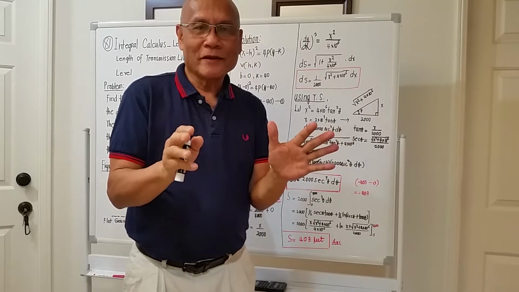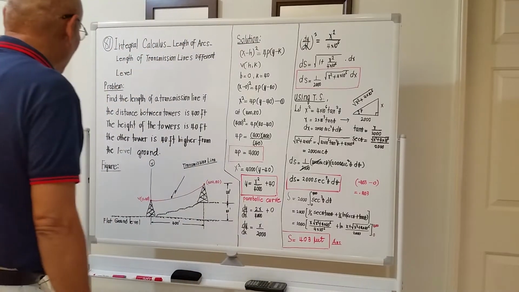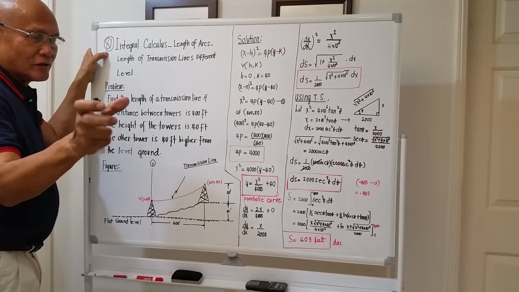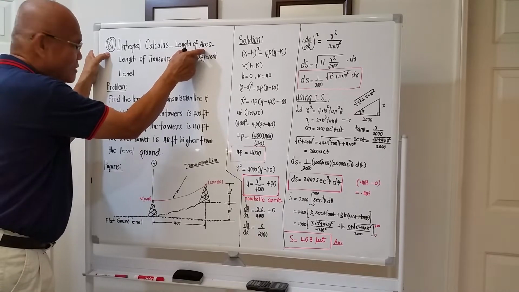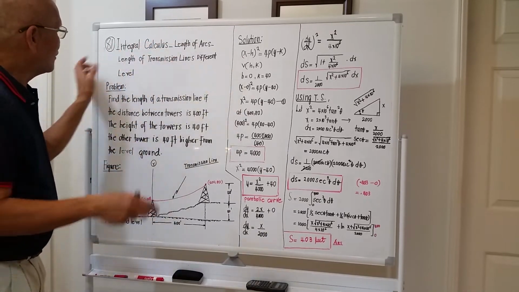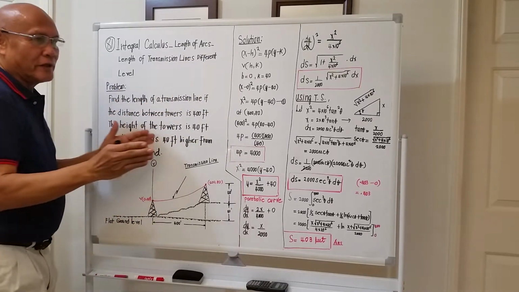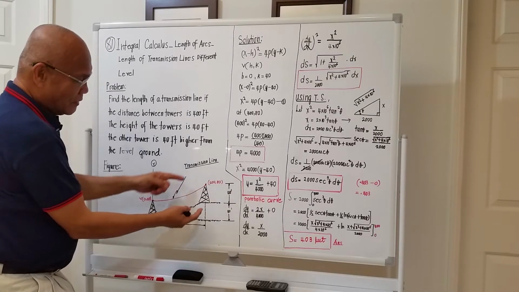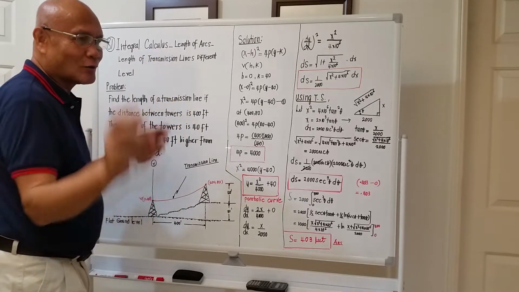My topic tonight will be a very interesting topic. Okay, let's proceed. I am now on lesson number 81 on my channel, still on the topic Integral Calculus, subtopic length of arcs. And the main topic, as an application of the length of arcs, will be the length of transmission lines at different levels, meaning the computation of the total length of the transmission line if the towers are at different levels. Okay, I will try to read the problem.